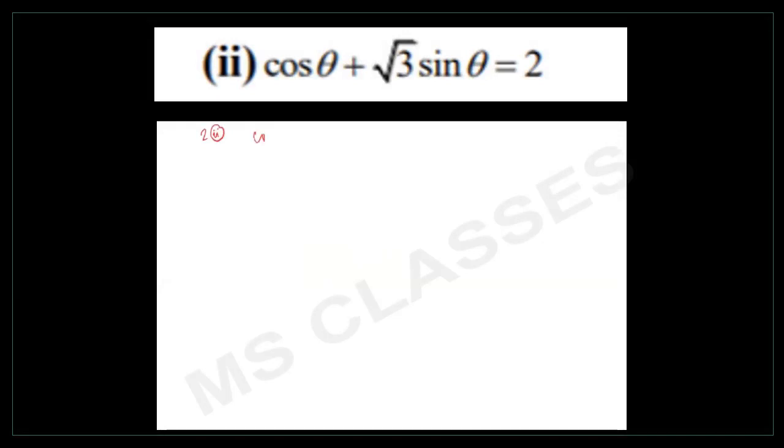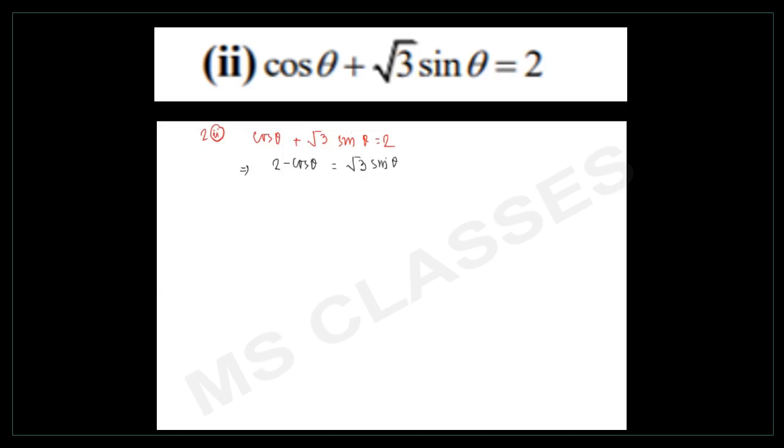Given cos theta plus root 3 sine theta equal to 2. Now the logic is very simple. Since we would like to solve by taking all the trigonometric functions in one format only, either sine or cos, what we'll do, we'll write this as 2 minus cos theta equal to root 3 sine theta.